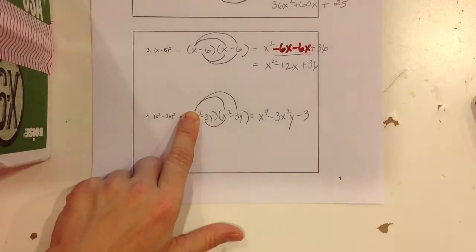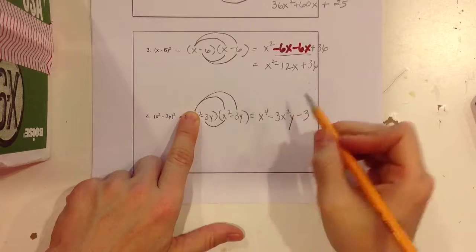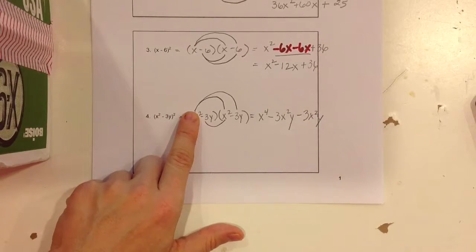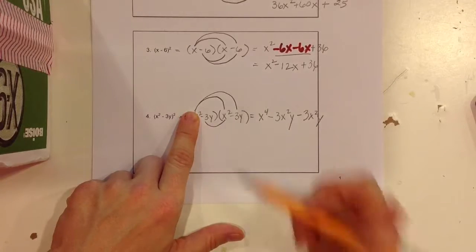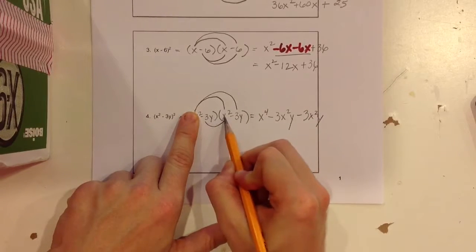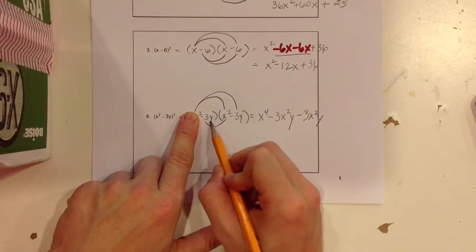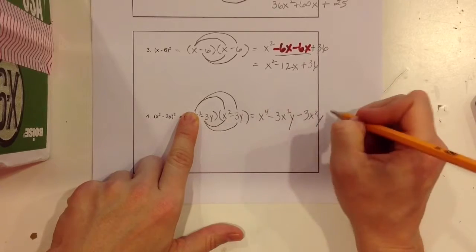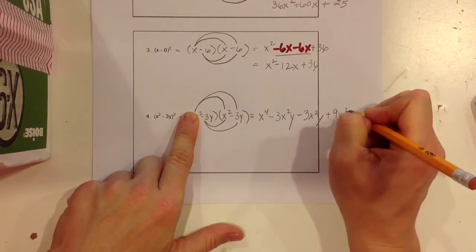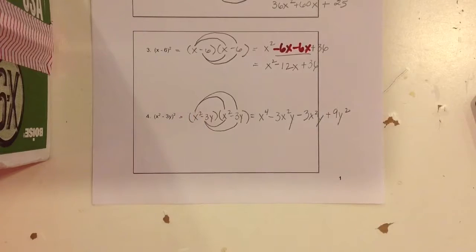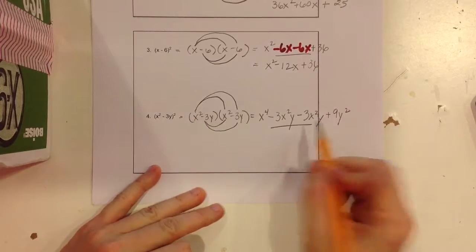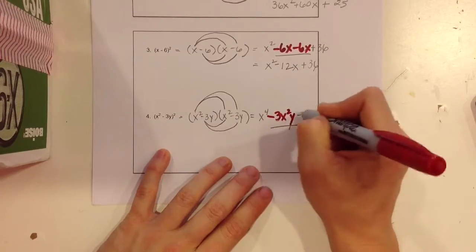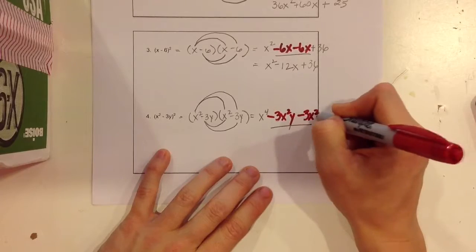And I always put my variables in alphabetical order. So I'm going to put my x squared first because it's going to make it easier when we have like terms to determine whether they're like or not. So the negative 3y times the x squared I wrote as negative 3x squared y. Negative 3y times negative 3y is going to be a positive 9y squared. And again, our two middle terms are like. They're exactly the same. Negative 3x squared y, negative 3x squared y.